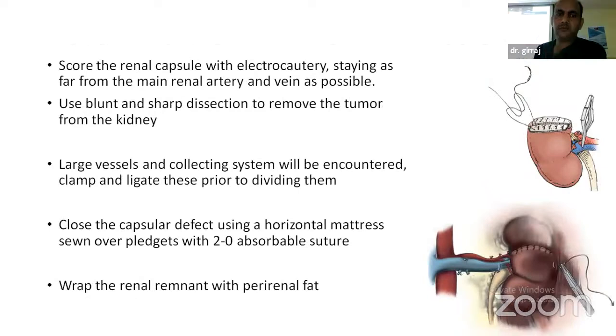Explore the renal capsule with electrocautery, staying as far from the main renal artery and vein as possible. Use blunt and sharp dissection to remove the tumor from the kidney. Large vessels and the collecting system will be encountered; clamp and ligate these prior to dividing them, as in wedge resection.